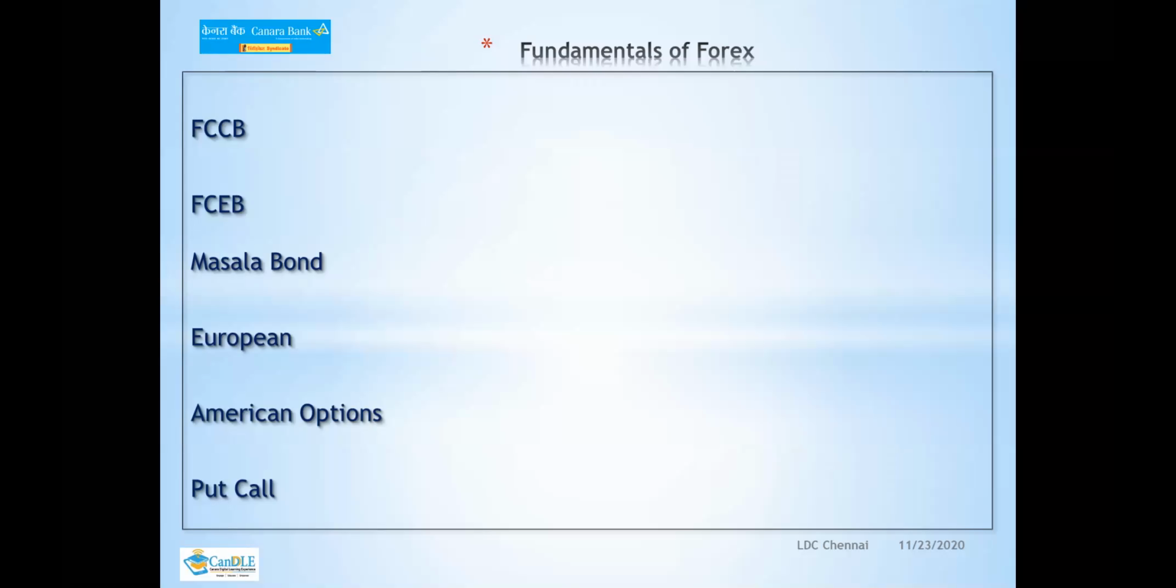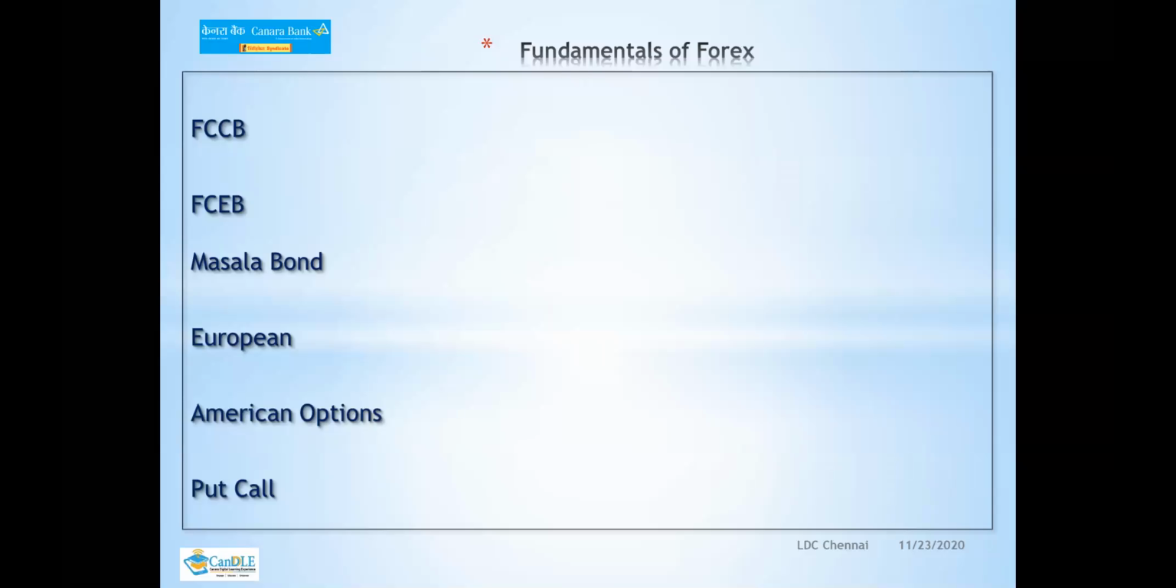bonds means we are issuing just a deposit. What is meant by foreign currency convertible bond? Very important: FCCB means foreign currency convertible bond. ECB means external commercial borrowings, up to 10 years we can avail. Trade credit is up to 5 years, this is up to 10 years. There are a lot of modes that you can avail, but the popular modes are FCCB, FCEB and Masala Bonds. From the exam point of view, FCCB is very important.